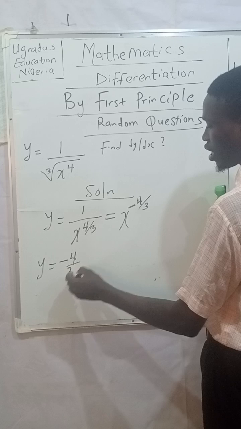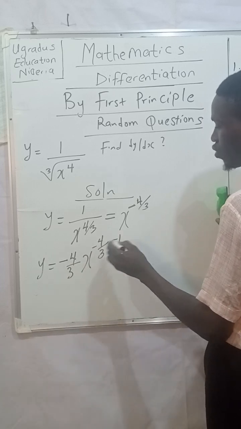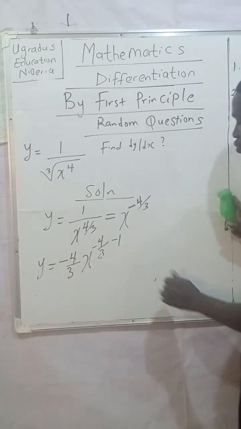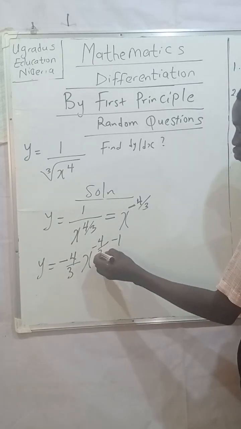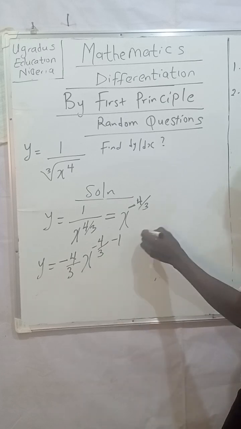Now, just the way we have been doing it, bring the minus down. Minus 4 over 3, x raised to the power minus 4 over 3 minus 1. You must always minus 1. After you bring down the power as a coefficient, you must minus 1. So that's why you need a rough book. So go and find the LCM of this, because this is a fraction.